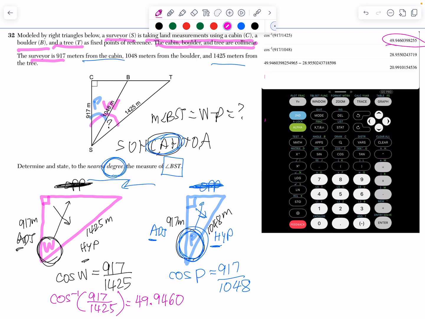Next, let's continue for the second problem here. We're going to press second cosine for cosine inverse, and then 917 divided by 1048, which you see here. Let's write this down. Second cosine or cosine inverse of 917 divided by 1048. As you can see on my screen here, I'll copy the whole number and 4 numbers after the decimal.